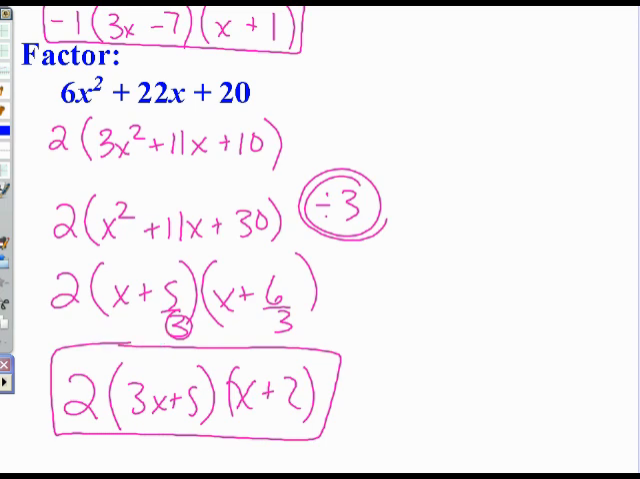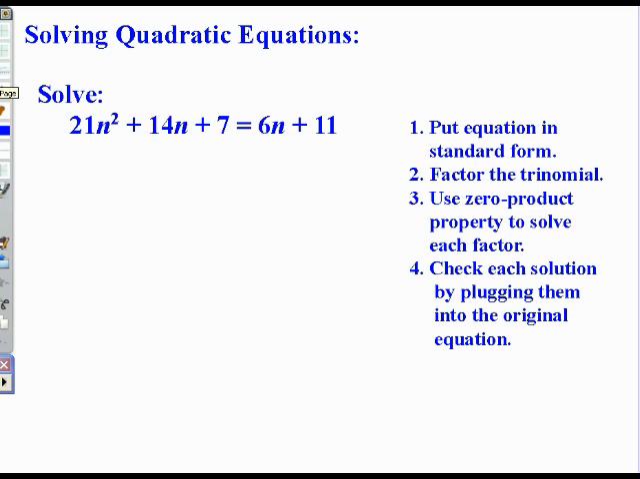All right, so the whole purpose of learning how to factor is so that we can put quadratic equations in factored form and find their roots easier. So here we have an equation, and now we're not factoring, we're solving. So let's first get it into standard form by setting it equal to 0. So 0 is equal to 21n squared, positive 8n's, and negative 4.